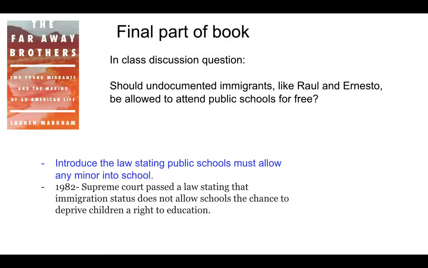And then lastly, in the end of the book, you learn about how Raul and Ernesto attend a public school for free, and then you can just center your conversation, kind of like the last one, on how students' opinions have changed if they feel strongly about this or they disagree with the idea of immigrants and even possibly undocumented immigrants being allowed to do that. There's even a court case you could bring up, where the Supreme Court ruled that immigration status does not allow schools to say no to children, that they have a right to education. So that's also just another way to gauge how students' opinions have changed throughout the book.